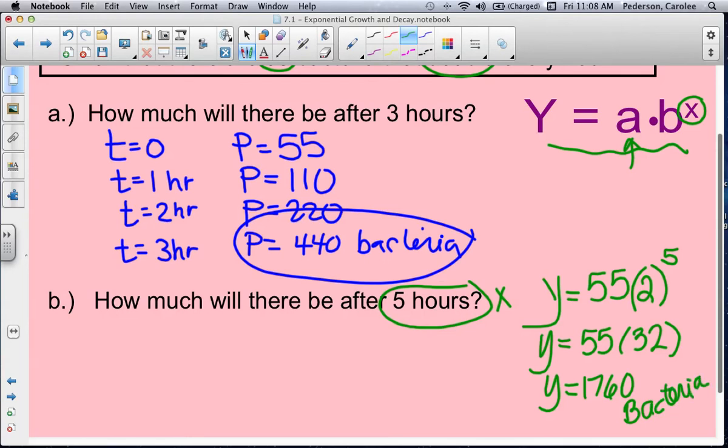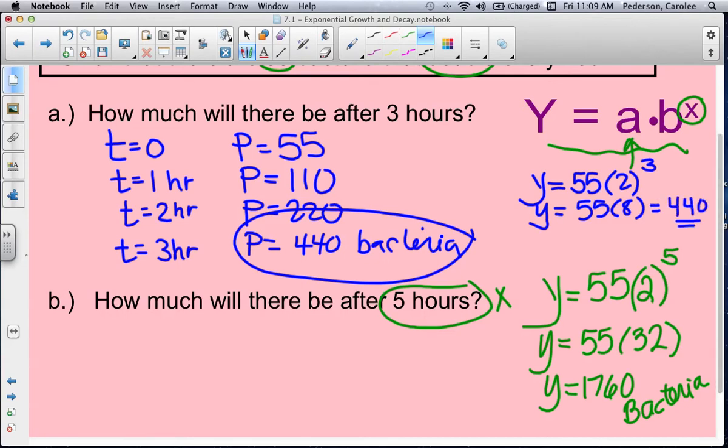You could also use the formula up here. Instead of continuing doubling it, let's check it. The initial 55, the multiplier, and how much time has gone by? 3 hours. So 2 times 2 times 2, or 2 to the 3rd, is 8. And then 55 times 8 is 440. It checks out. Same answer that we got over here, doing it the longer way.